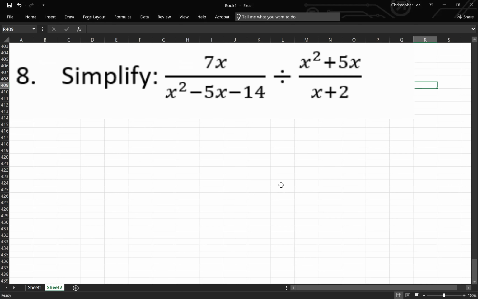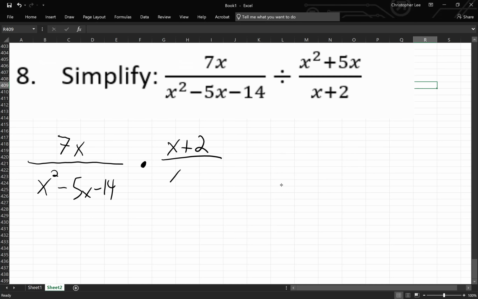So now let's notice something. I have a rational expression divided by a rational expression. So what should I do first? Keep, change, flip. So I'm going to keep the first term. I have 7x over the x squared minus 5x minus 14. I want to change that division to multiplication. In this case, I'm going to use a dot multiplication because I have x's in this question. And then I want to flip the other term. So this is going to become what? X plus 2 over x squared plus 5x.